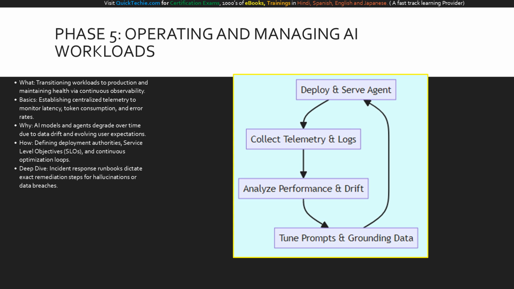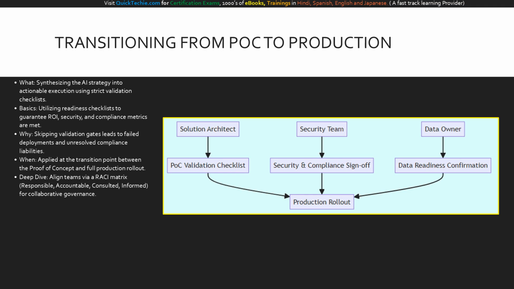This diagram beautifully illustrates that launching an AI agent is only the beginning. Maintaining a high-quality AI solution requires a relentless, data-driven cycle of monitoring, analysis, and continuous optimization to adapt to changing business needs. In our final slide, we synthesize the entire strategy into actionable execution using checklists and RACI alignment.